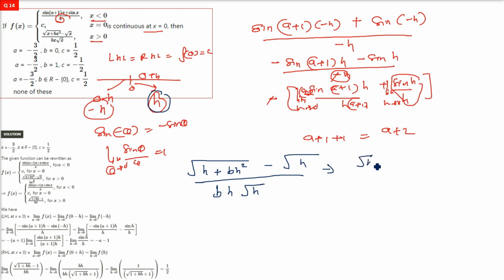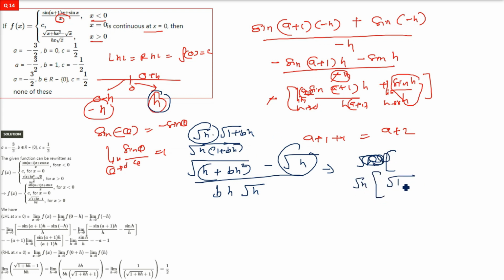Now just take the under root h common. So what I am trying to suggest here is, inside the root you can take h common first: h(1 plus bh), whole square. When you take h common, it will be only 1 plus bh. Now this can be written as under root h into under root 1 plus bh. So this root h I am taking common. Why am I taking it common? Because root h is in the denominator. So root h we have taken common, and under root 1 plus bh minus 1 will remain. And in the denominator you have bh into root h. So you can just cancel this root h and root h out.